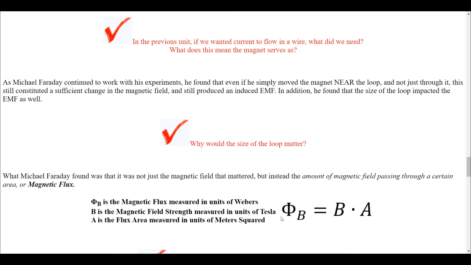So what you want to think of phi B right here in our formula is just the number of field lines that pass through some surface. And so you've got your magnetic field, which has field lines or arrows that leave from the North Pole and enter into the South Pole. And if we put just a loop of wire near that magnet, we would just want to count up how many of those field lines are passing through that loop of wire.